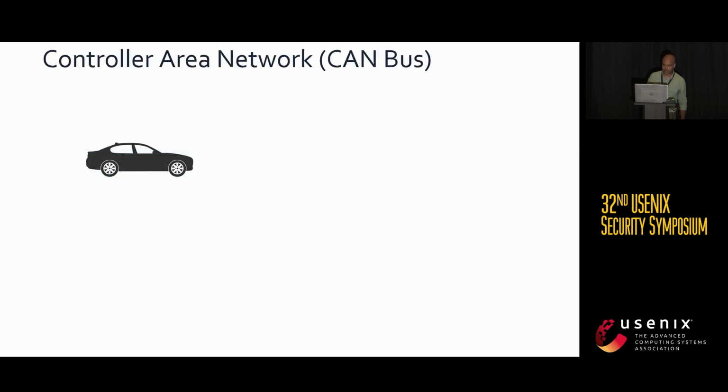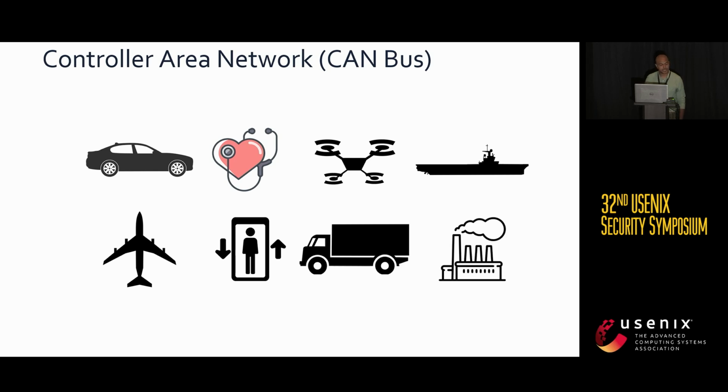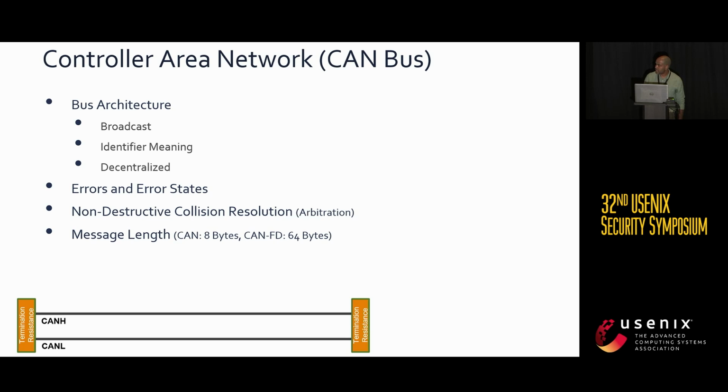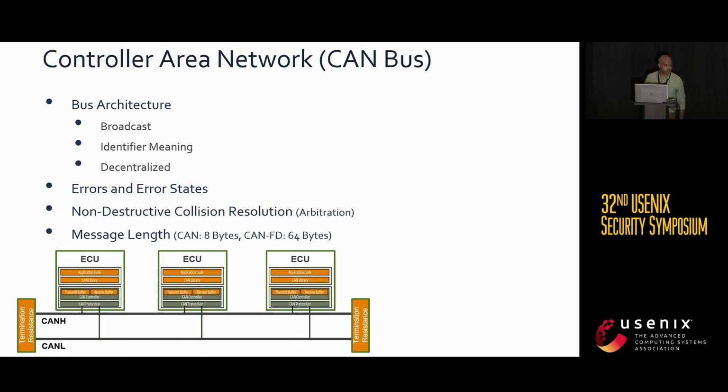To start with the background, the control area network, or the CAN bus, is a network that is widely used in cyber-physical systems. While it's the de facto primary communication medium for automobiles, it is also used in medical equipment, drones, airplanes, and many other systems. It is a broadcast-based bus that is composed of a twisted and unshielded pair of wires. Electronic control units, or ECUs, are connected to the bus in parallel.